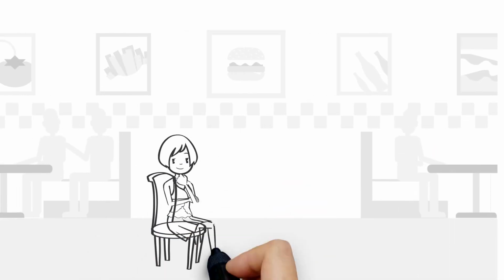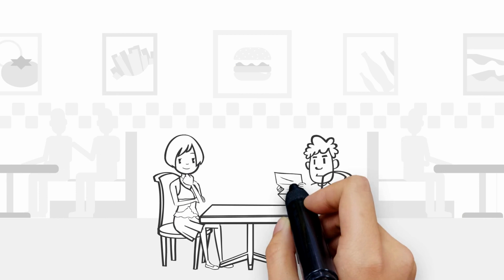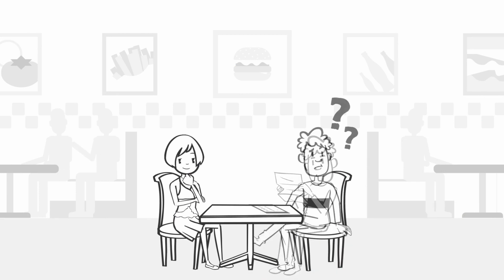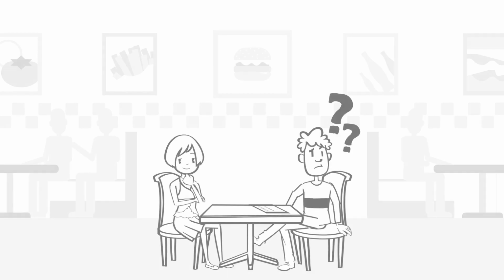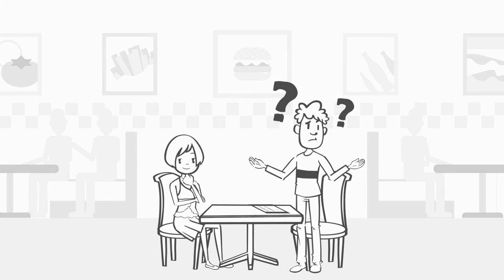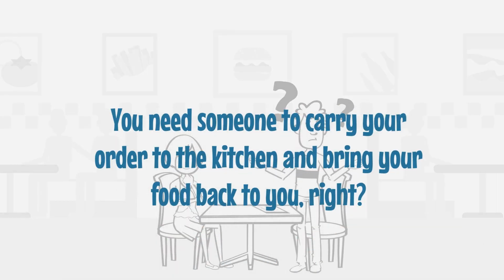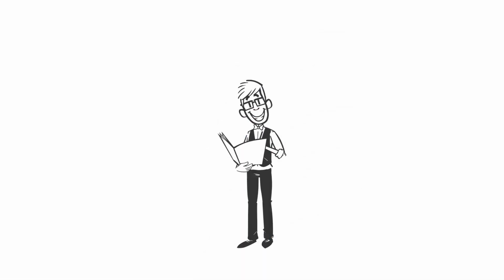Now imagine you're in a restaurant, you're at your table, looking at the menu, and you're ready to order something delicious. But there's a small problem. The kitchen is far away, and you can't just shout your order to them. You need someone to carry your order to the kitchen and bring your food back to you, right? That's where the waiter, or in our case, the API, comes in.